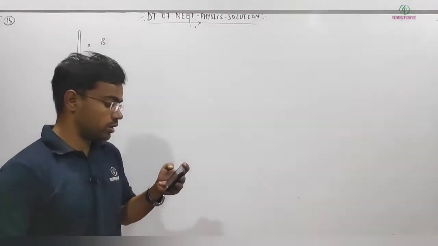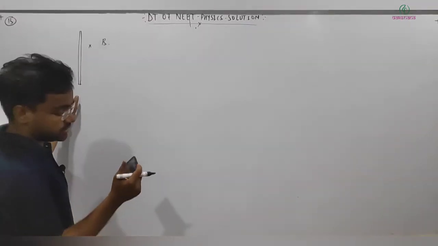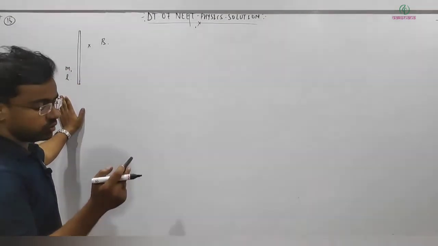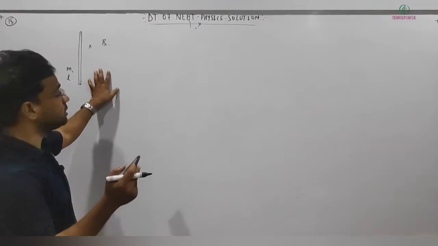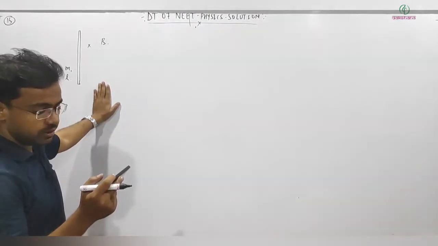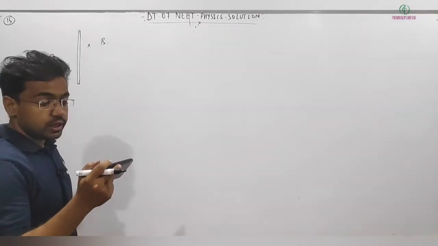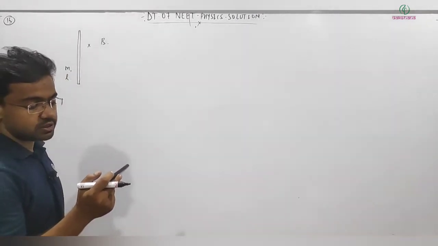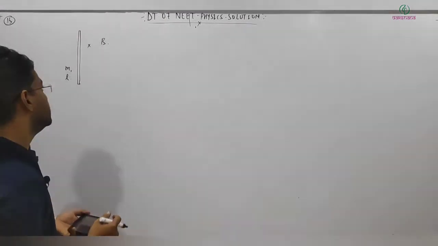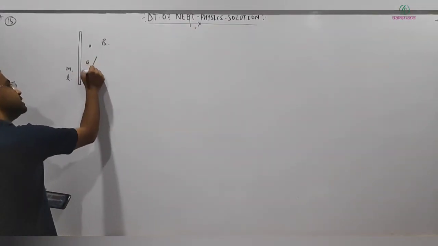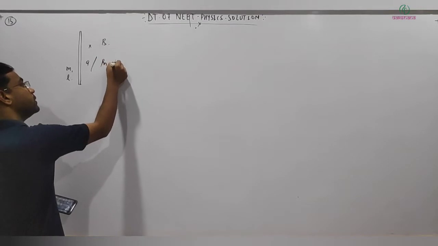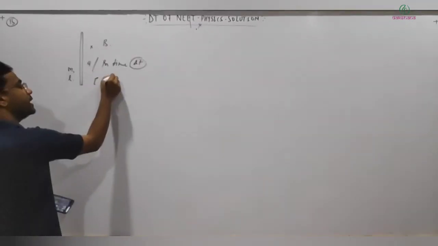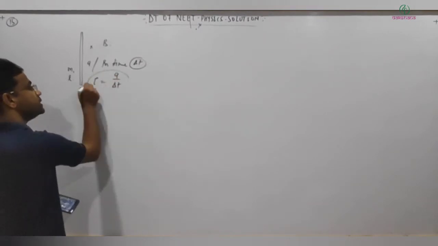A conducting rod of mass m and length l is placed over a smooth horizontal surface. So let's say this is the situation given. A uniform magnetic field B is acting perpendicular to the rod, which I have taken inward. A charge q is suddenly passed through the rod and it acquires an initial velocity v on the surface. So let's say q is passed in time delta t. Then the equivalent current I can write is equal to q by delta t.